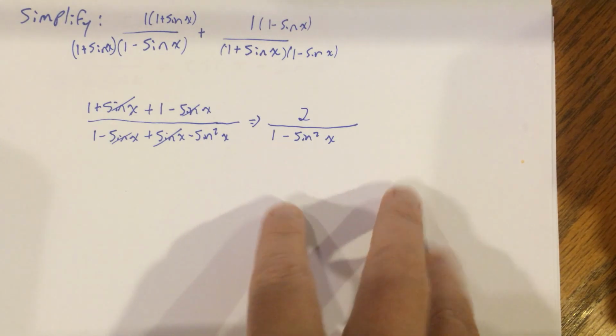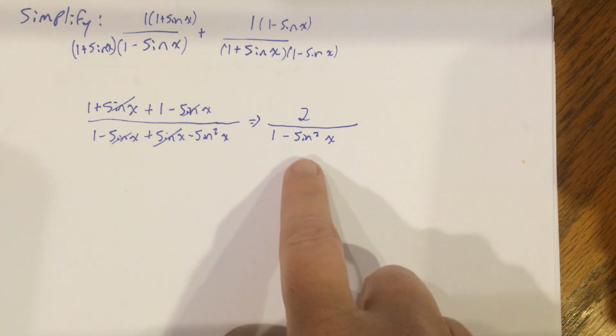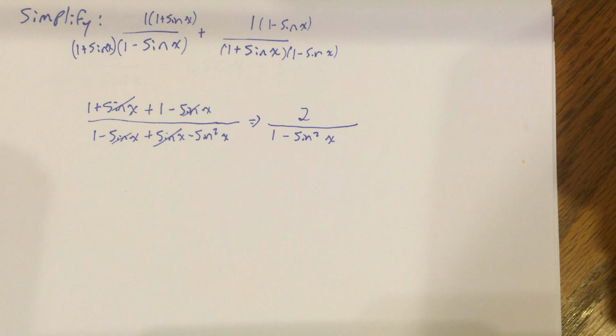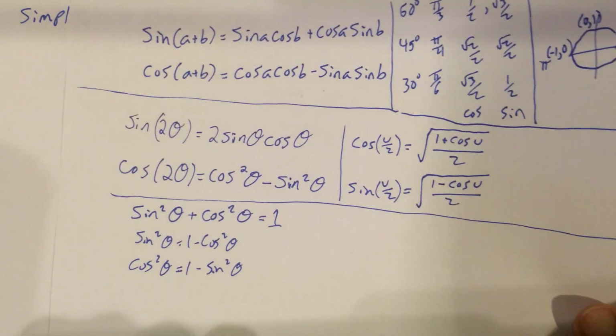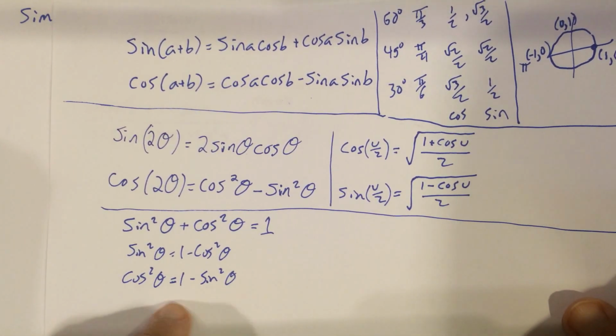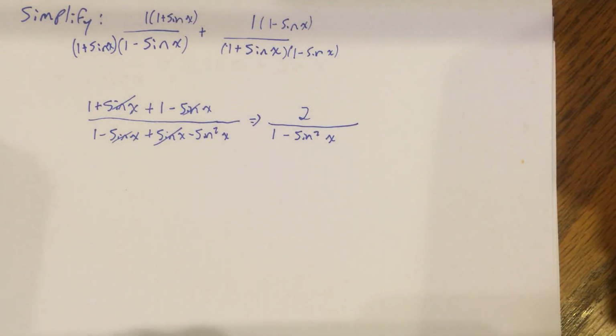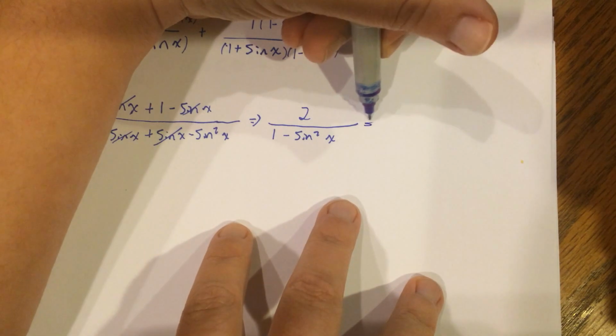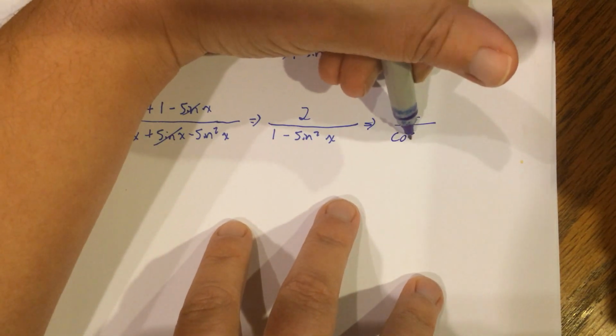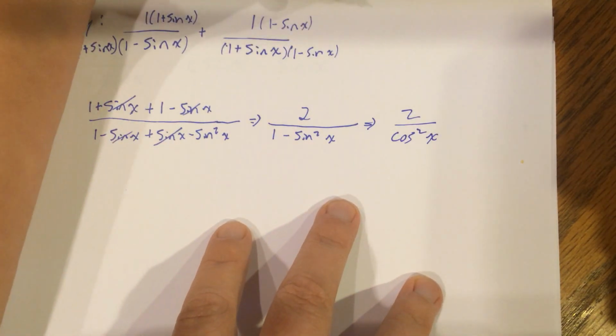So that's pretty simplified, but it's not completely simplified because I should hopefully be able to recognize this. The 1 minus sine squared x, if I bring this out, 1 minus sine squared x is going to give me that cosine squared x. So I'm going to replace that, and I'm going to get 2 over cos squared x.